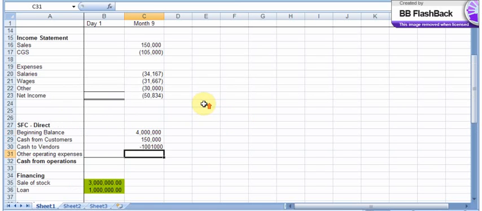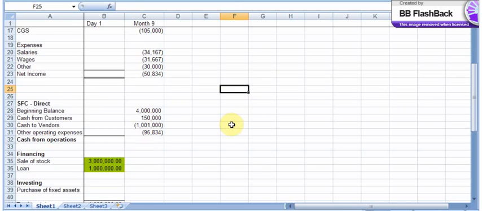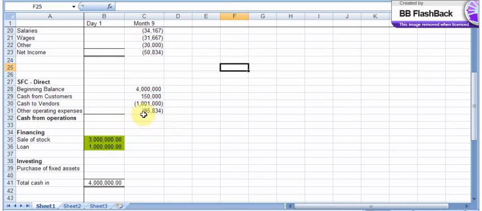And our other operating expenses will be all of these expenses here. So we can take a sum of those. Equal sum right down. And those are our expenses. And so we need to format these so that they all look alike. We format them comma format, take away the decimal places, and now we have what we're supposed to have. So this is the total cash from operations.